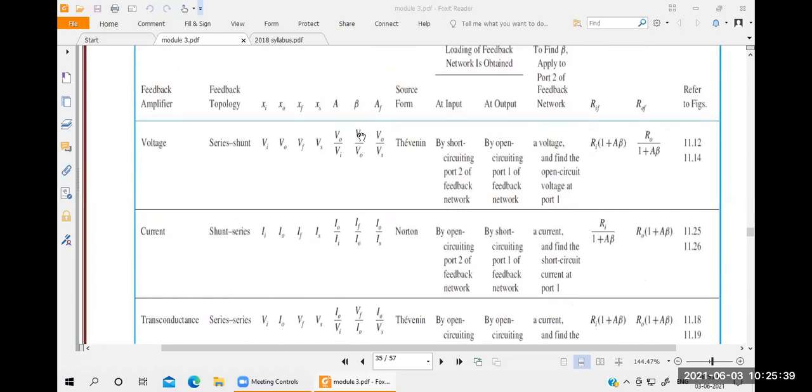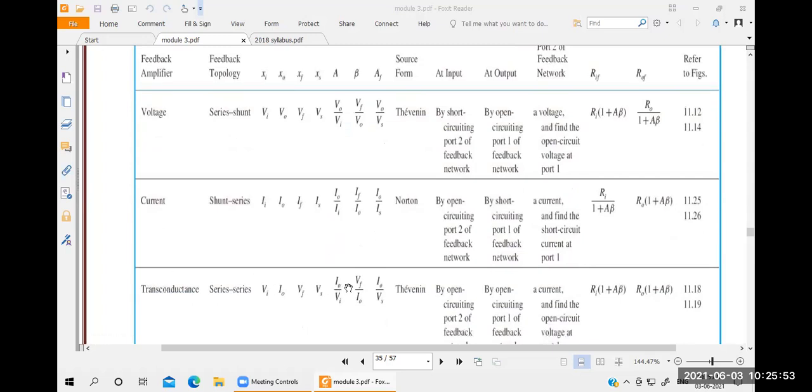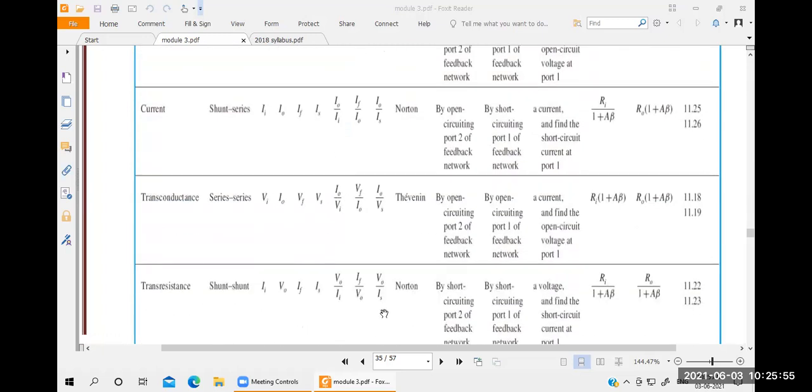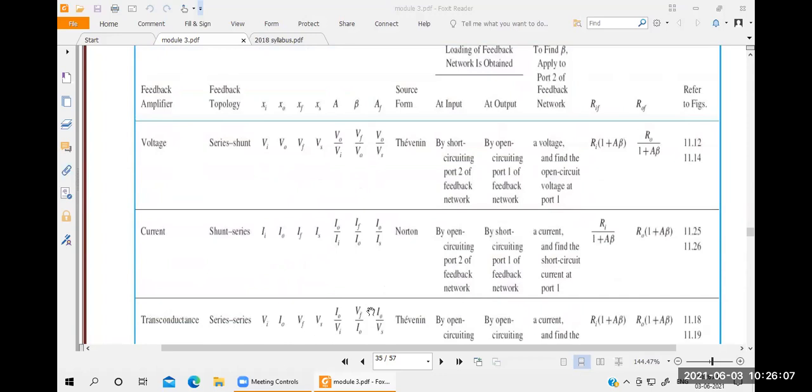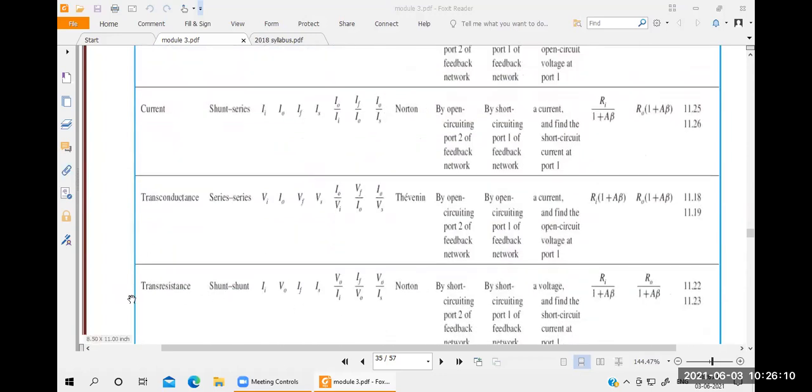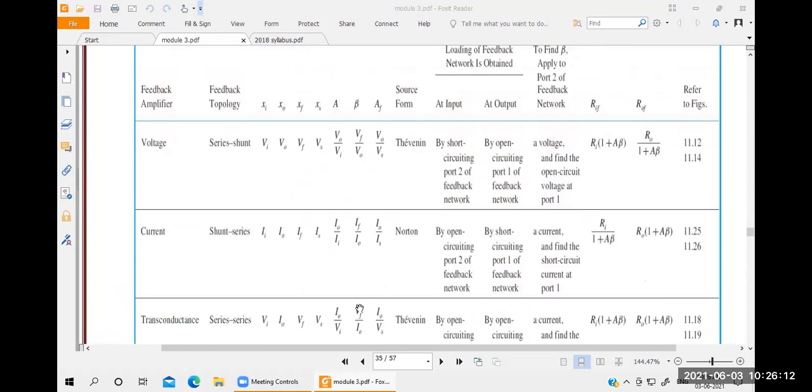Next, we can find out the gain here. Feedback gain you can find out here, and open loop gain also. You take open loop gain for the voltage amplifier, that is V naught by Vi. For the current amplifier, I naught by Ii. For transconductance, I naught by Vi. Then transresistance, V naught by Ii. Next, what is the feedback gain for the voltage amplifier? Vf by V naught. For the current amplifier, If by I naught. Transconductance means Vf by I naught. Transresistance means If by V naught.